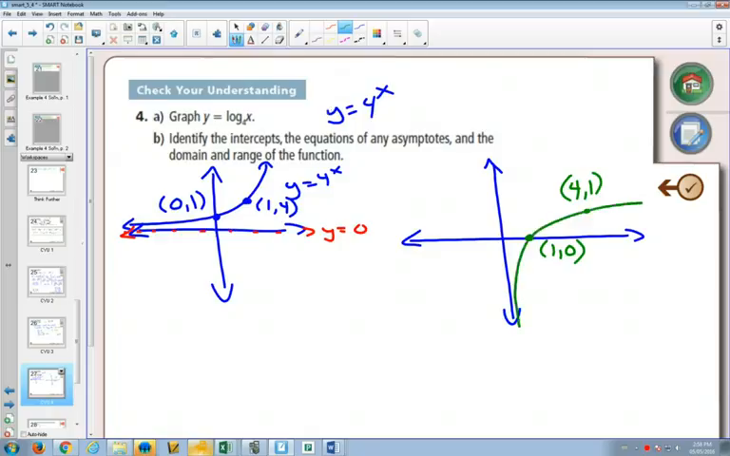And the shape of a log graph looks like that. And since our exponential graph had y equals 0, if you switch x and y, that equation becomes x equals 0. And so we have an asymptote at x equals 0.